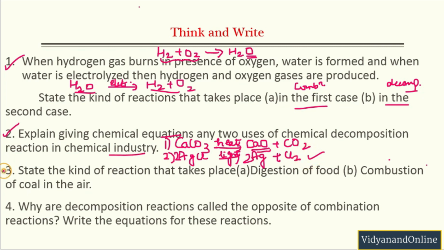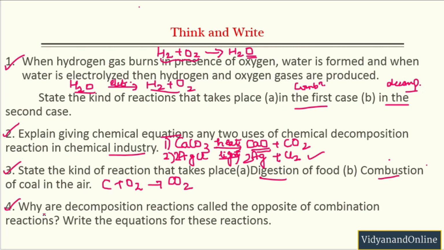Okay, now the third question. What is the kind of reaction in digestion of food? So in digestion of food, the large macromolecules are broken down into simpler molecules. So it would be a decomposition reaction. Whereas combustion of coal means carbon is reacting with oxygen in order to give you carbon dioxide. Again, it will be a combination reaction.